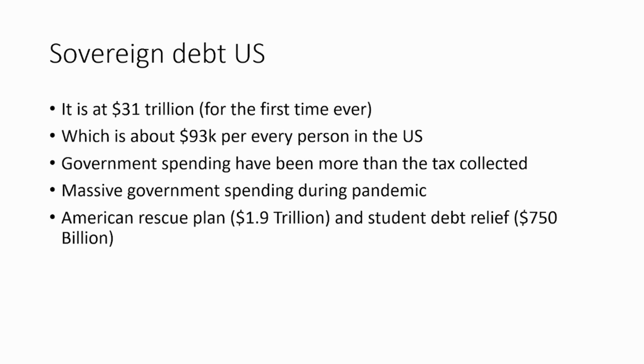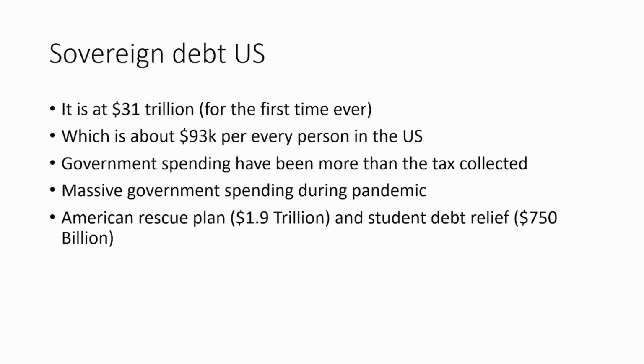The reason why we see a spike in the government debt in the US is because of the massive government spending during the pandemic. Money was given to a lot of people who lost their jobs. That is one, and the second is the relief of the student debt. The rescue plan during the pandemic cost the government of the US 1.9 trillion US dollars, whereas the student debt relief cost the government about 750 billion, which is quite a significant part of the GDP, and you see therefore a spike in the sovereign debt in the US.